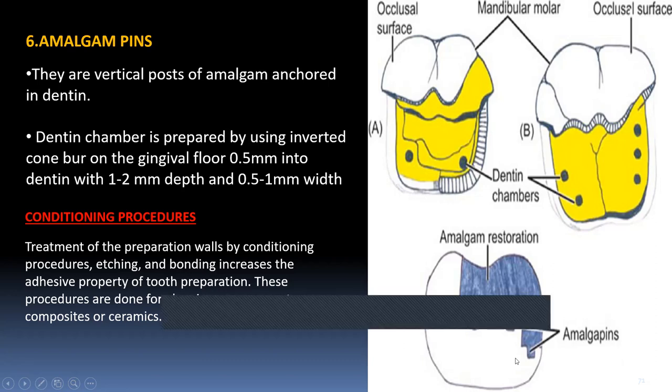In case of the conditioning procedure, like etching and bonding for composite, this will increase the adhesive property of the tooth preparation, and this can be used for procedures with GIC, composites, and ceramics.